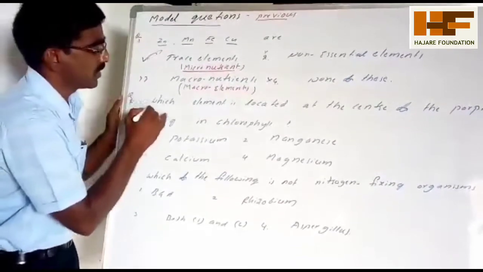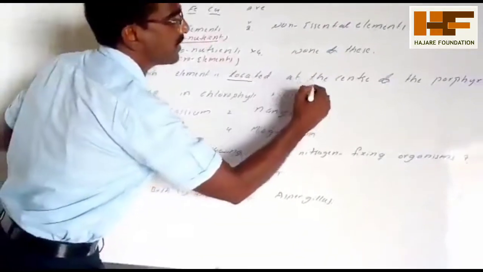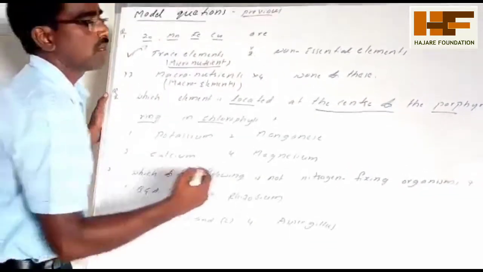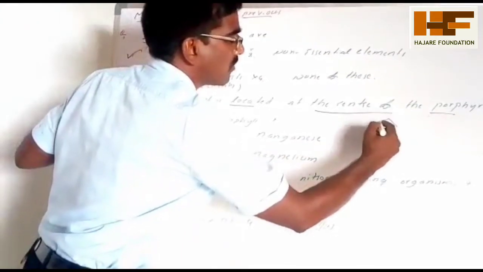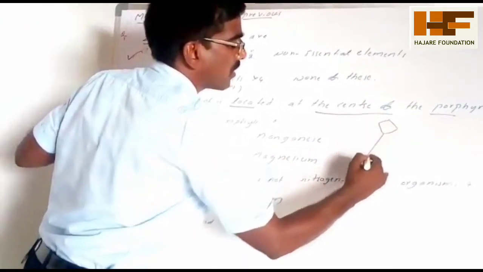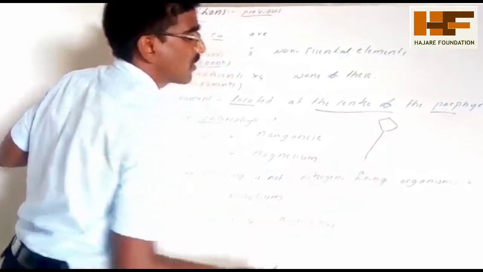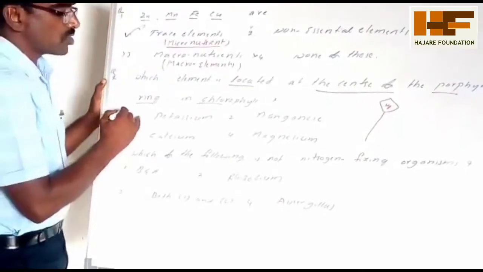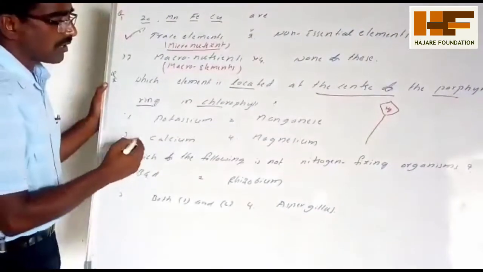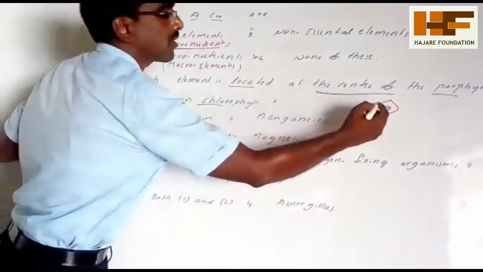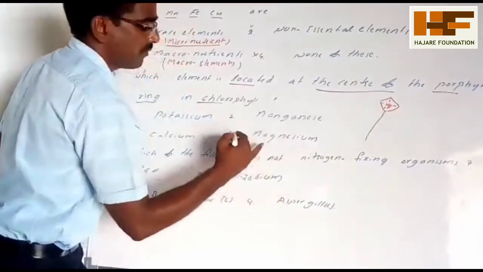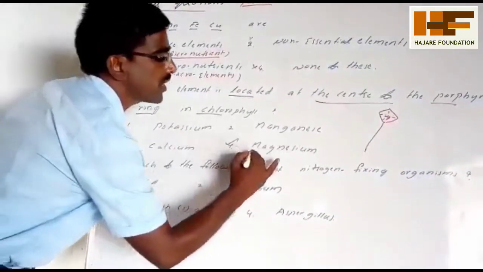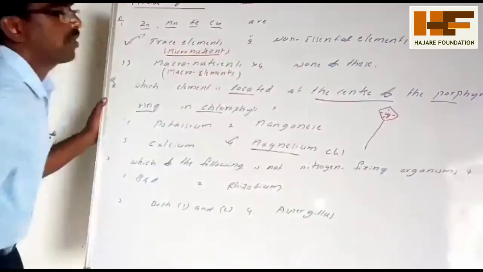The second question: which element is located at the center of the porphyrin ring of chlorophyll? Chlorophyll is a structural form like this. In this ring, which element is present? The options are potassium, manganese, calcium or magnesium. At the center of chlorophyll, magnesium is present. No other element replaces magnesium. Magnesium is responsible for the formation of chlorophyll and chlorophyll rings.